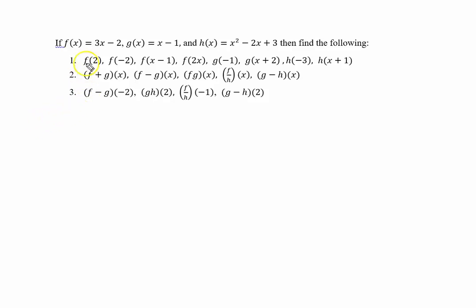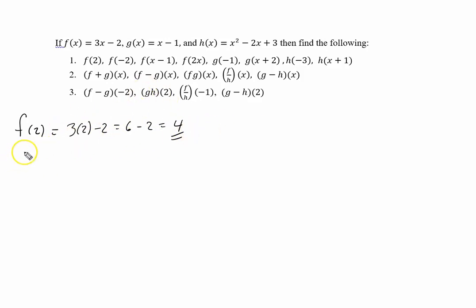Okay, so let's get started on these. We have three functions defined here, f of x, g of x, and h of x. So let's look at number one. I'm going to get the formula for f, and everywhere where there's an x, I'm going to replace it with a 2 in parentheses. And so that's going to be 6 minus 2, which is 4. And so the answer for that one is 4.